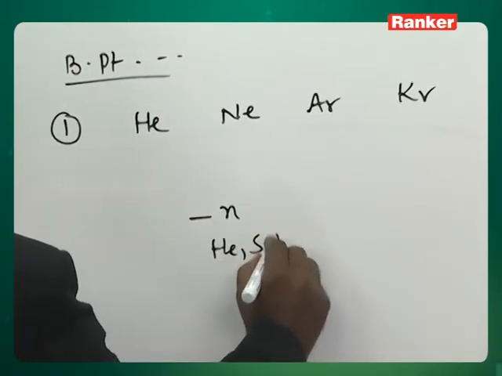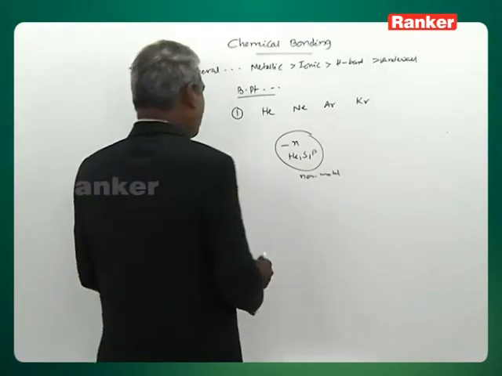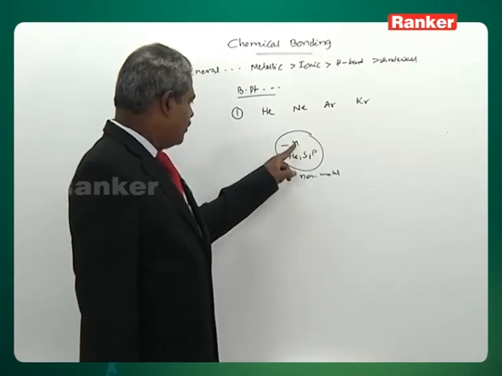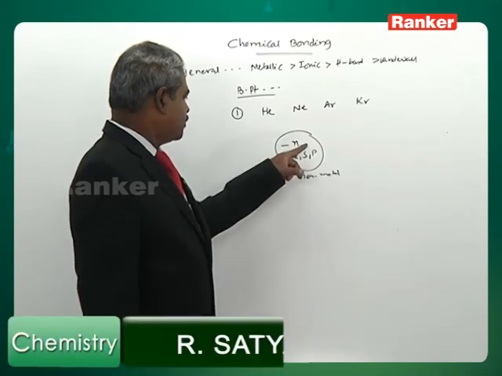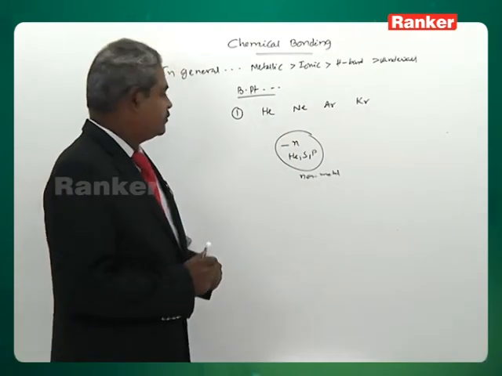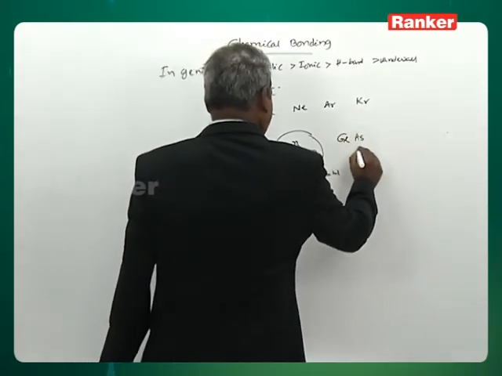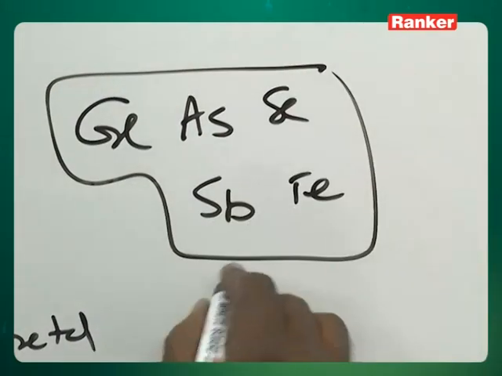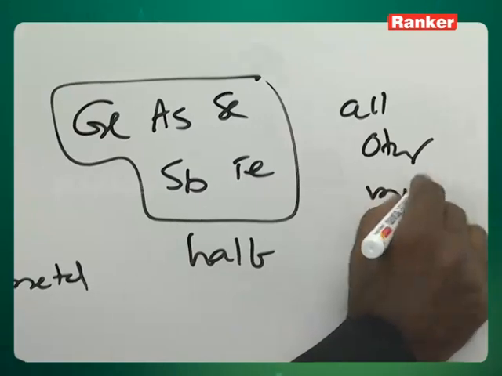Helium, sulfur, phosphorus. These are non-metals. All names ending in the sound N, like fluorine, chlorine, bromine, iodine, oxygen, sulfur, like that. Nitrogen, phosphorus, boron, carbon, silicon. All names ending in the sound N, helium, sulfur, phosphorus are non-metals. Germanium, arsenic, antimony, selenium, tellurium. These are half metals, and all others are metals. Just remember this.